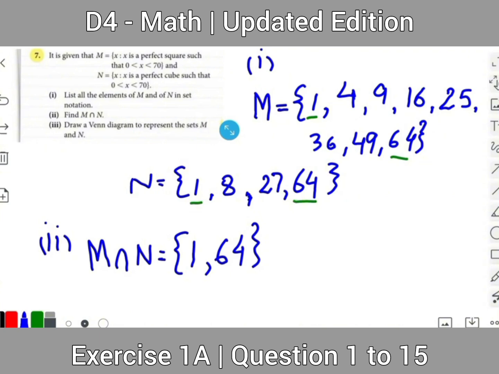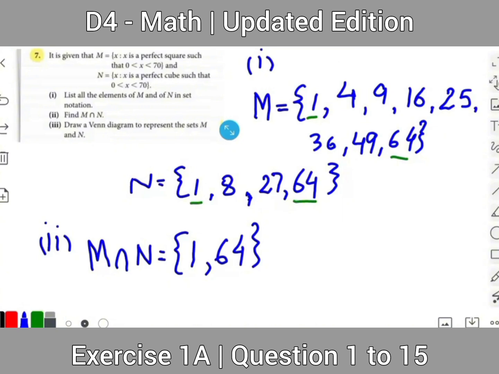A perfect square is a positive integer which is obtained by multiplying an integer by itself. So what are the first possible positive integers which give us a perfect square? So this is 1. Now find another one. 2. 2 times 2 gives us 4. 3 times 3 gives us 9. Similarly, 4 times 4 gives us 16. 5 times 5 gives us 25. 6 times 6 is 36. 7 times 7 is 49. And then 8 times 8 is 64.